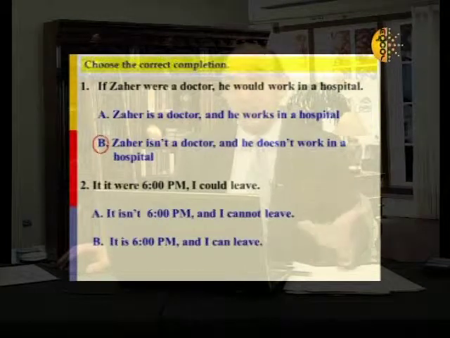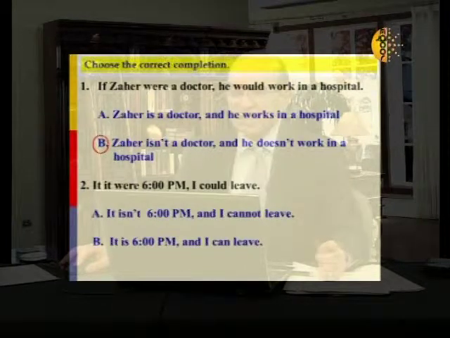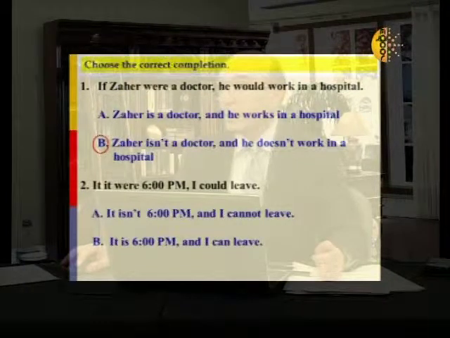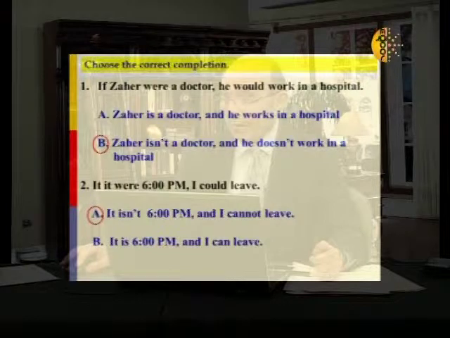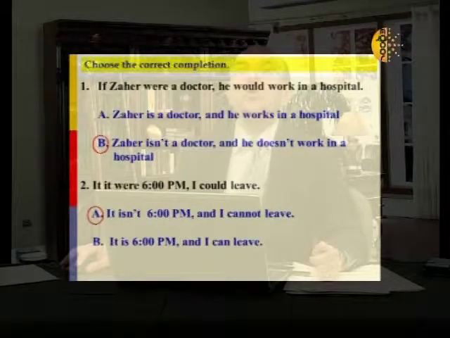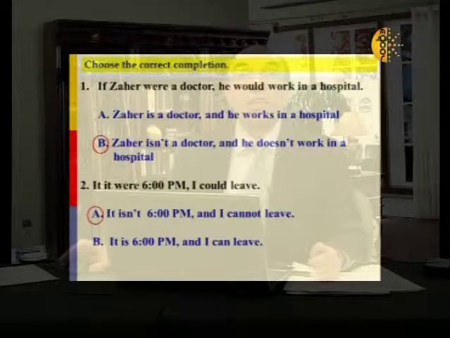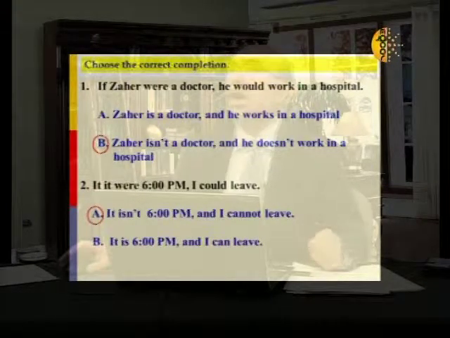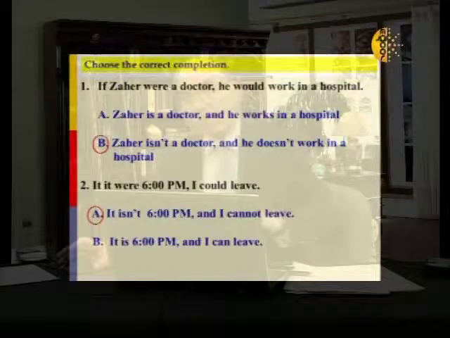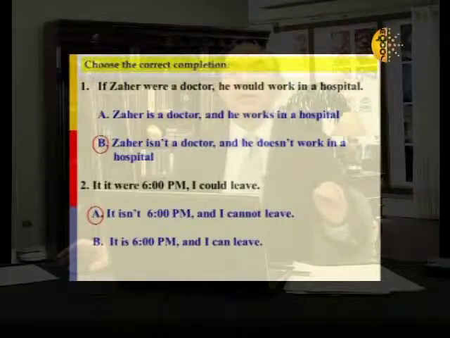So that's the fact. So now, A, it isn't 6 p.m. and I cannot leave. B, it's 6 p.m. and I can leave. Which one is the correct answer? The correct answer is what? A. Another word for this is what? Contrary to fact condition. It's a condition which is what? Contrary to fact, against the fact. The fact of the matter is something else.